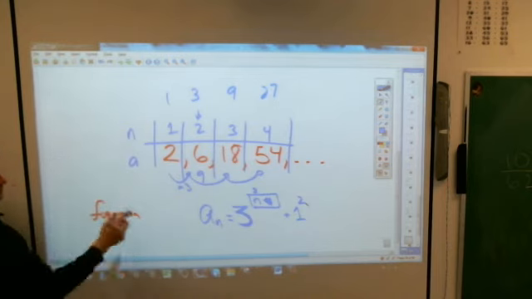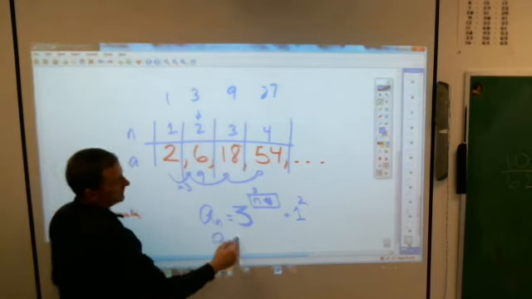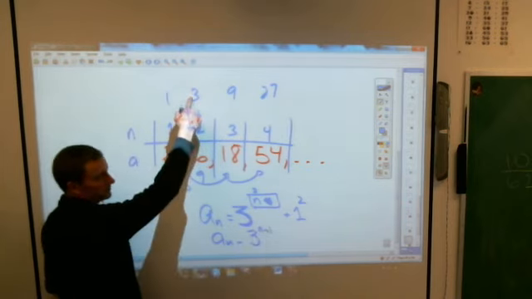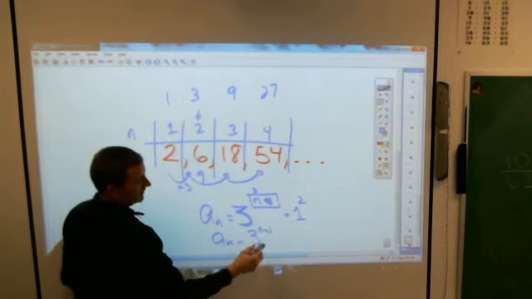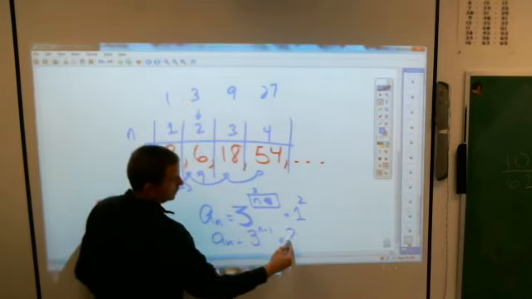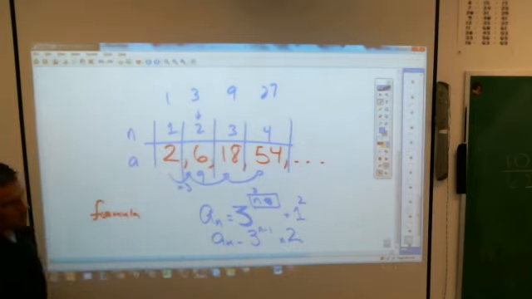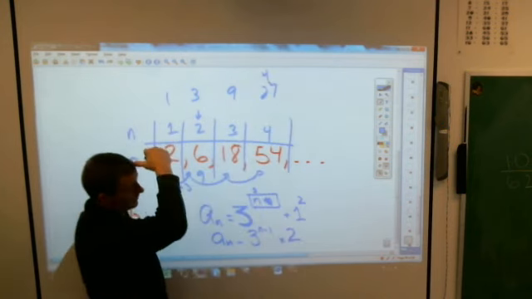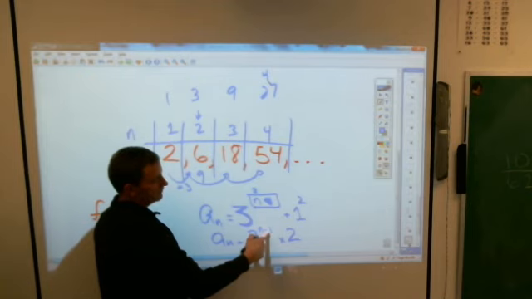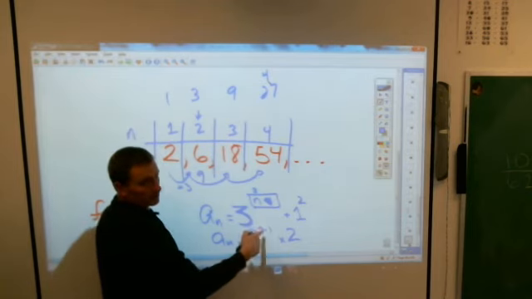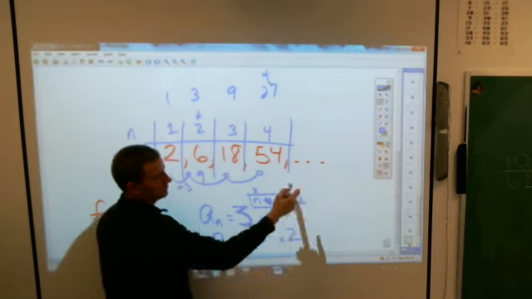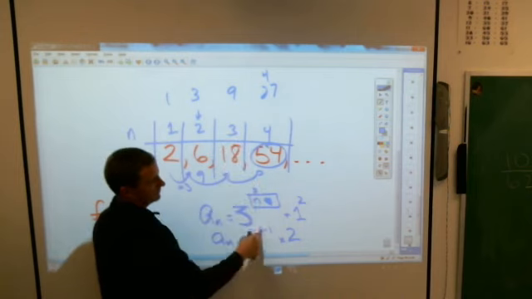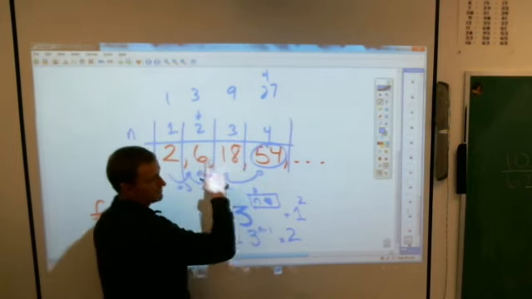Let me change the formula to this. A sub n equals 3 to the n minus 1. That was the formula that gave you this. And then whatever I get for that, I have to multiply by 2. Will it work? Let's try the fourth term. If I put a 4 in for n, what's 4 minus 1? 3. What's 3 to the third power? 27. Times 2? And if I had the third term, 9 times 2. Okay, you did it.